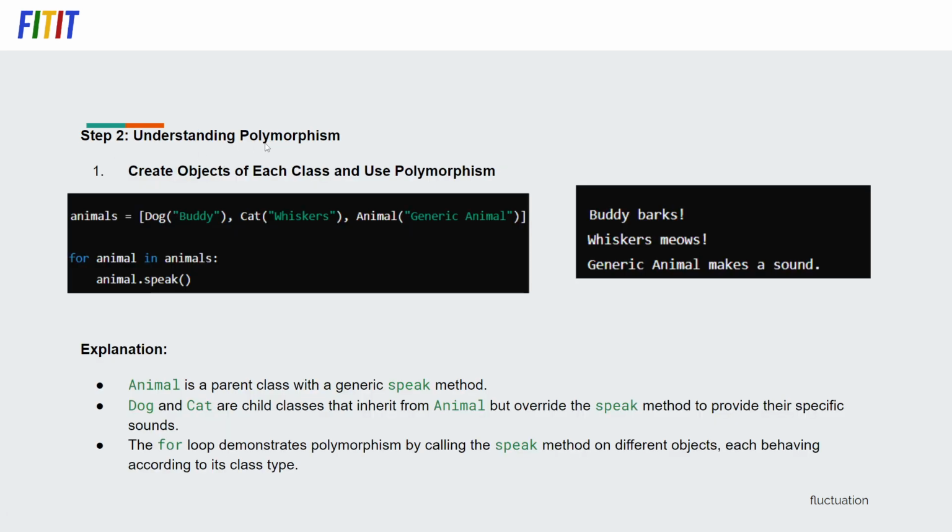Step 2. Understanding polymorphism. Create objects of each class and use polymorphism. Explanation. Animal is a parent class with a generic speak method. Dog and Cat are child classes that inherit from Animal, but override the speak method to provide their specific sounds. The for loop demonstrates polymorphism by calling the speak method on different objects, each behaving according to its class type.